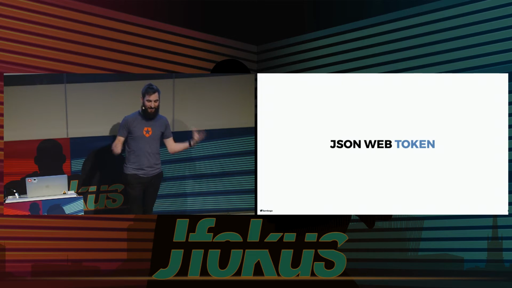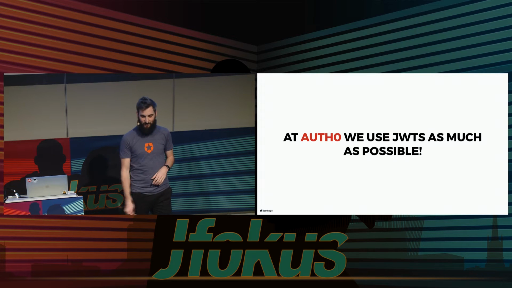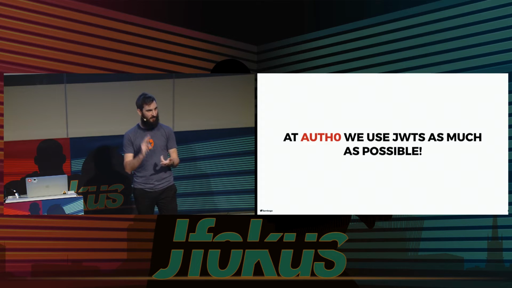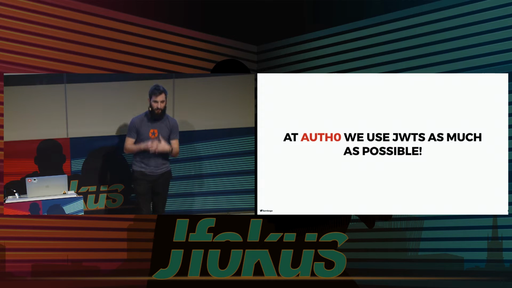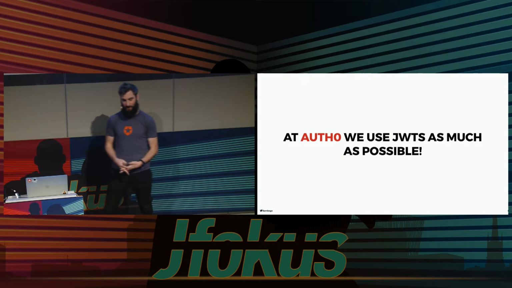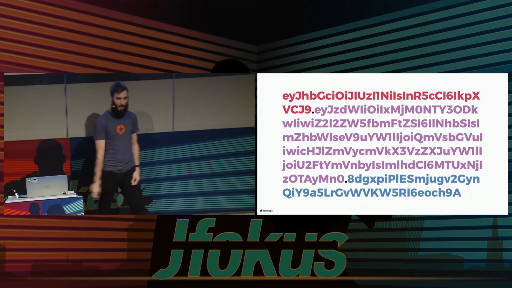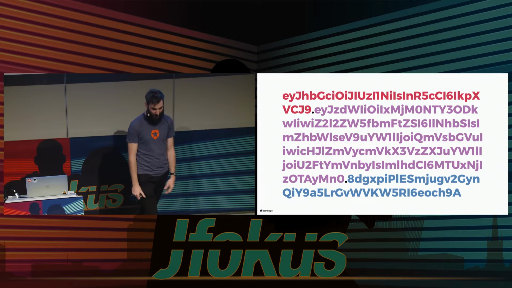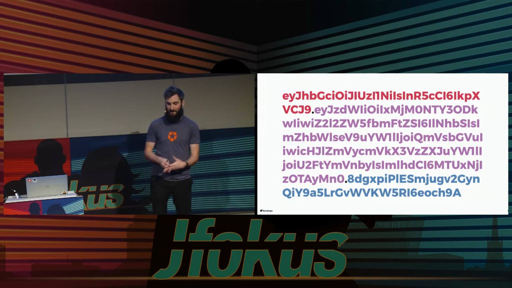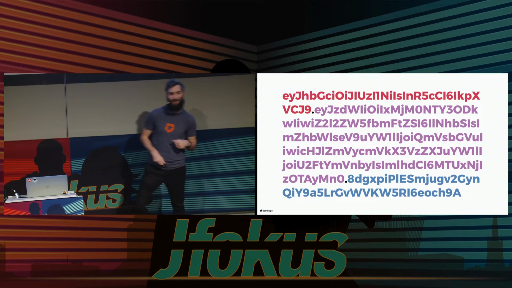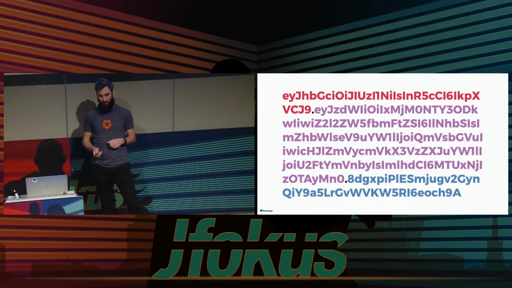So let's have a look at a JSON Web Token. At Auth0, we use JSON Web Tokens as much as possible. Access tokens, ID tokens, we use them wherever we can, just because we like it and because it has some advantages. That being said, this is a JSON Web Token, and as you can see, it consists of 3 parts. Who's ever realized that there are 3 parts in a JSON Web Token? Nice. Cool.